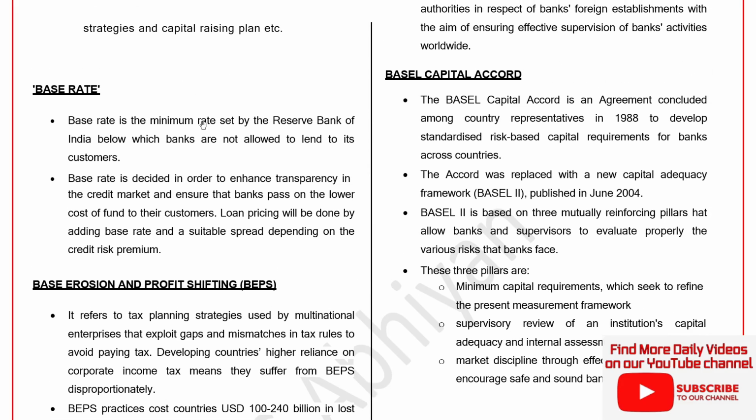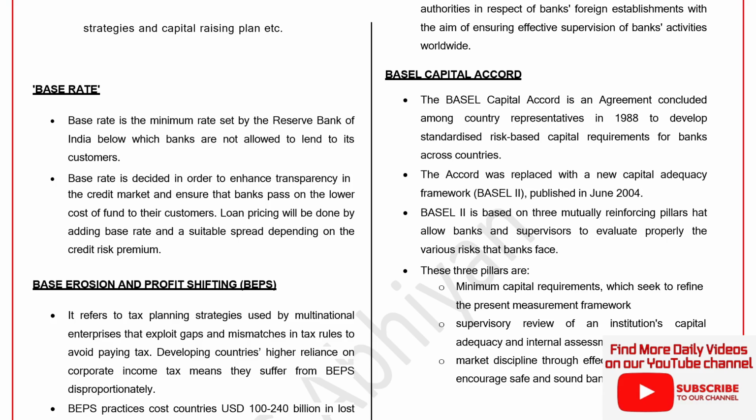Moving forward, let's see what the base rate is. The base rate is the minimum rate set by the Reserve Bank of India, below which banks are not allowed to lend to their customers. So here the Reserve Bank is not lending, but it is fixing the lower level below which the banks should not lend to their customers. The base rate is decided in order to enhance transparency in the credit market. If there is a fixed base rate, all the banks have to follow that lower level. Okay? So that will bring transparency in the credit market, and it ensures that the banks pass on the lower cost of funds to their customers.